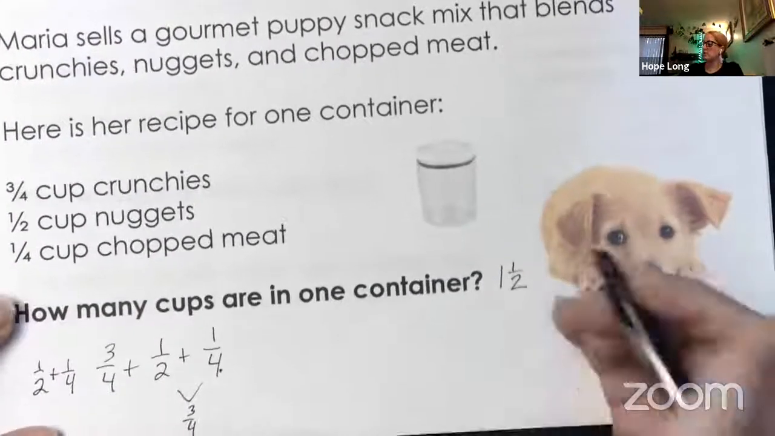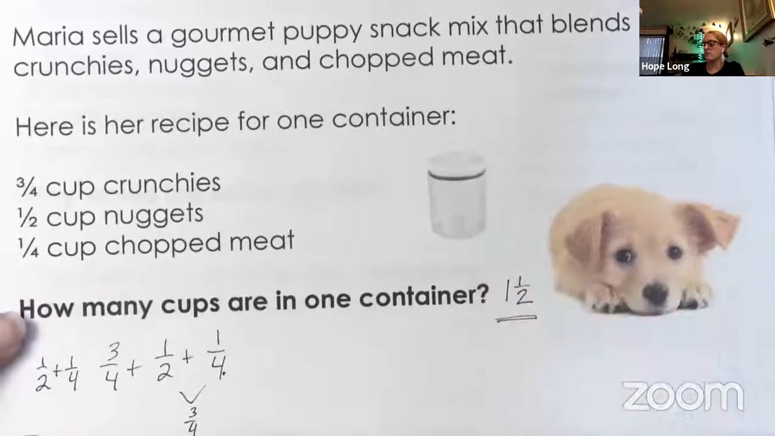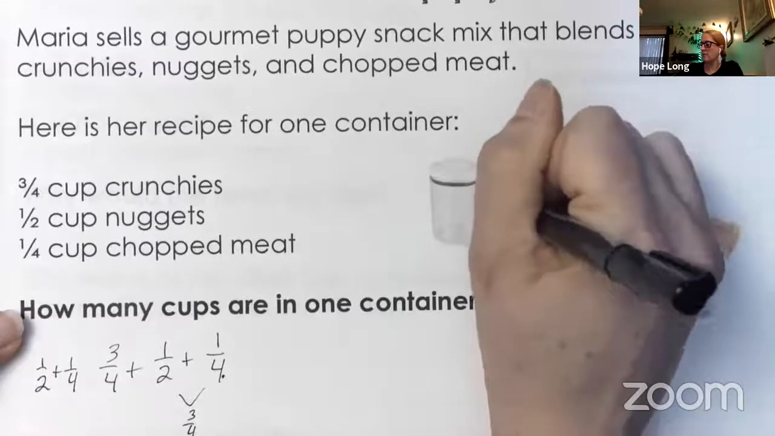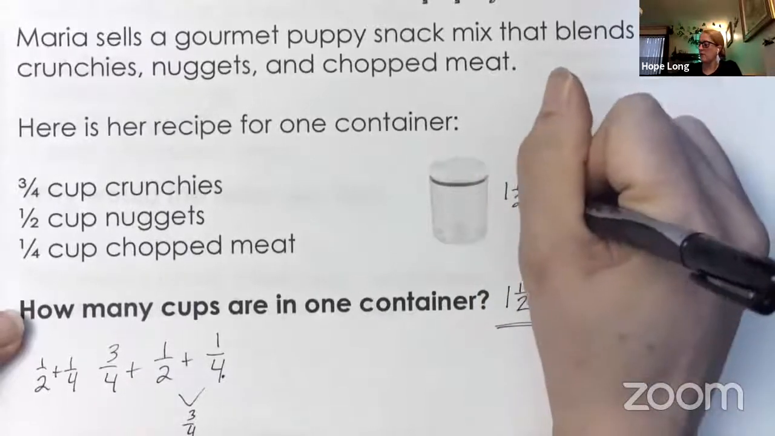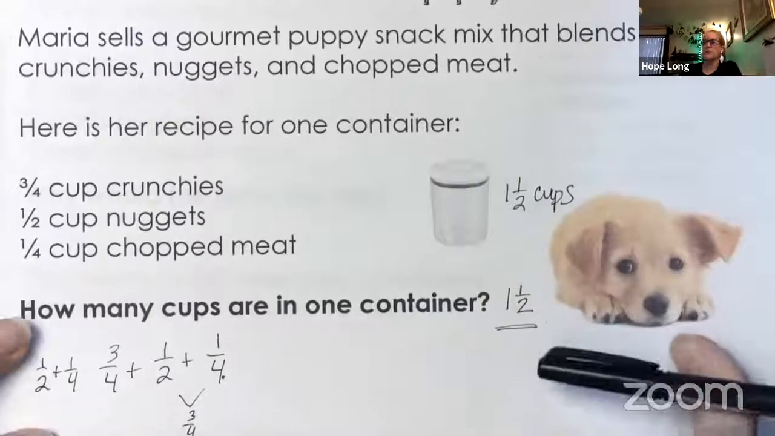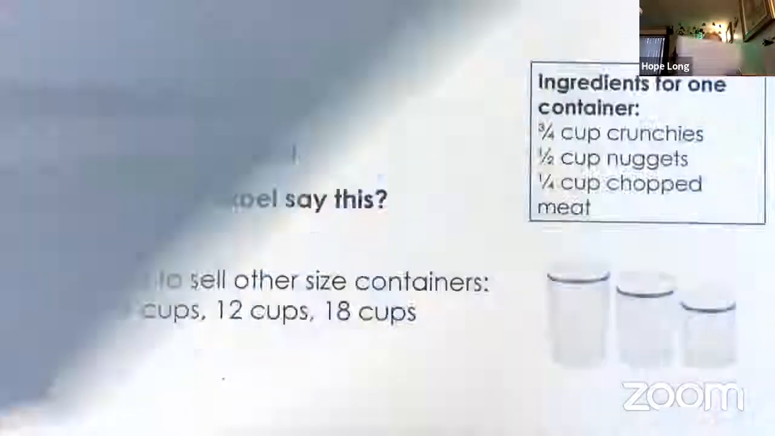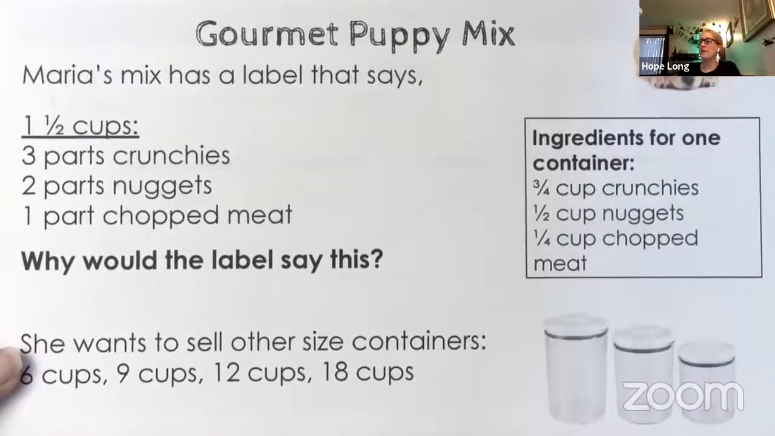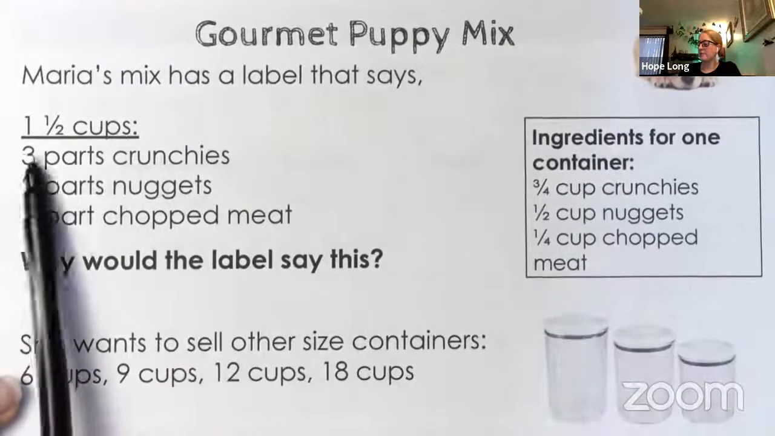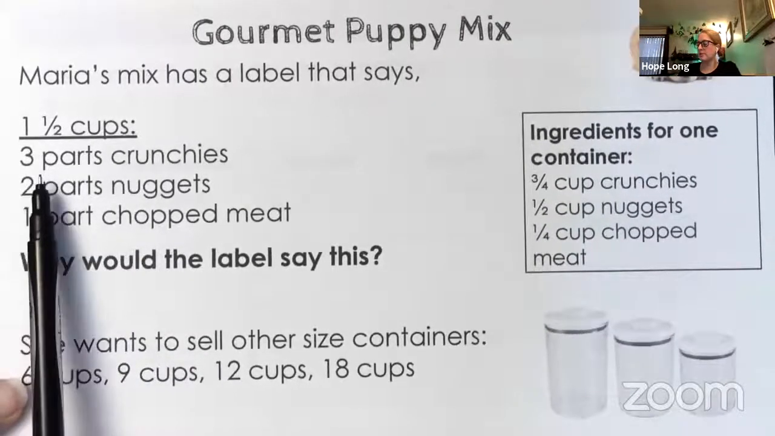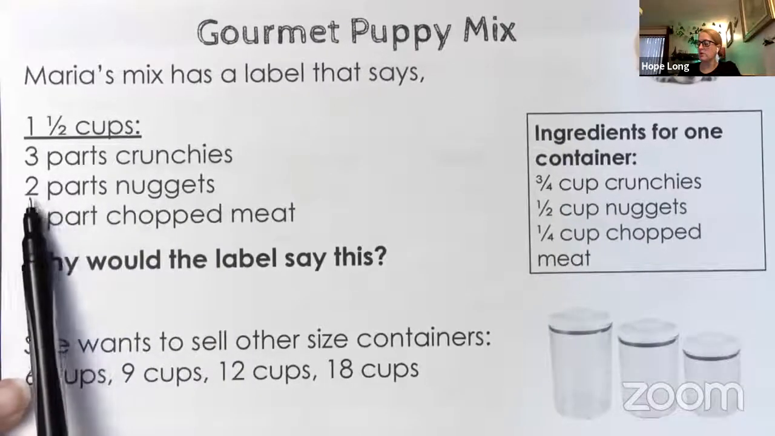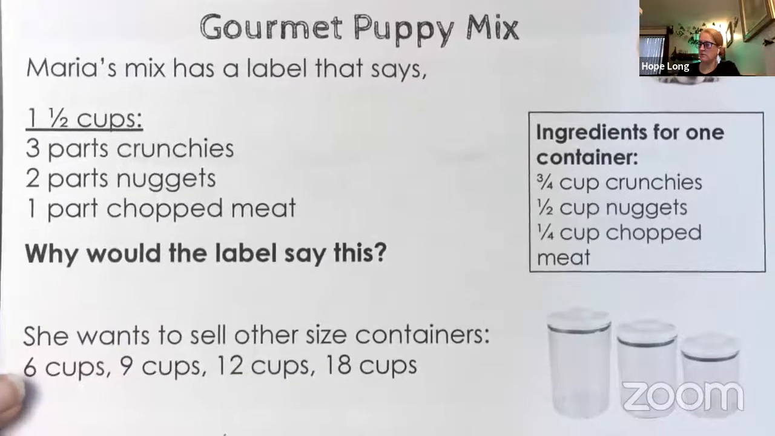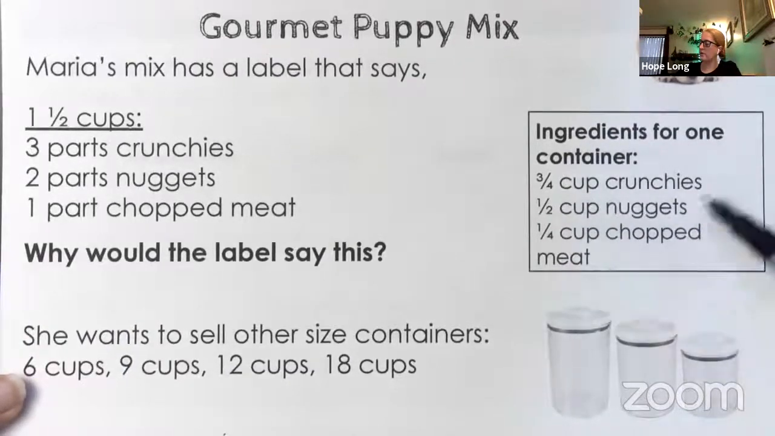Okay, so this is important to know. We have to know that this 1 container is 1.5 cups of total snack mix. So keep that in mind as we go forward. Maria's mix has a label that says 1.5 cups, and she says it is 3 parts crunchies, 2 parts nuggets, 1 part chopped meat. And then just a reminder of the ingredients.